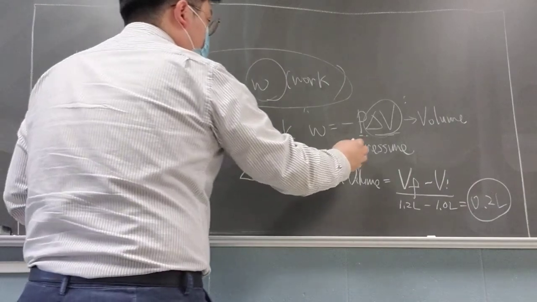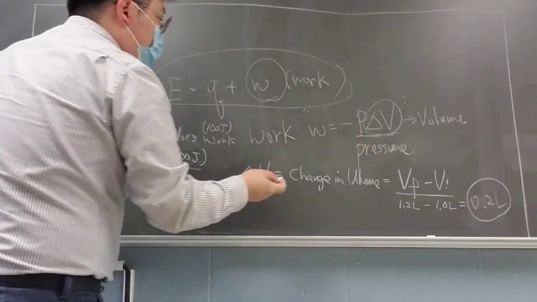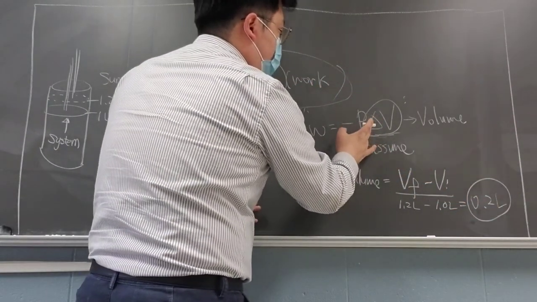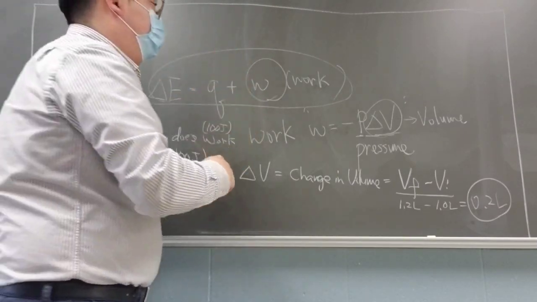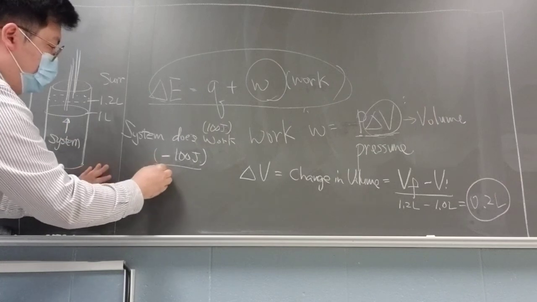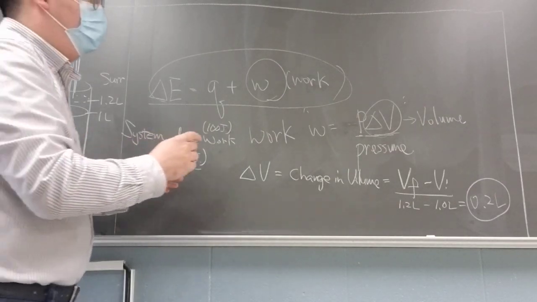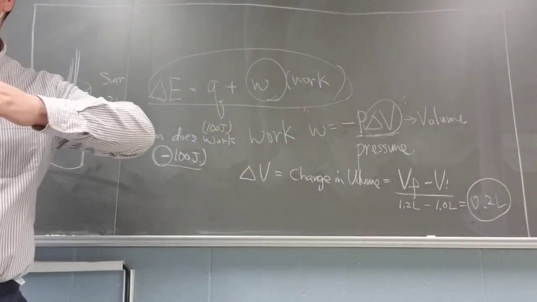So if that change in volume is multiplied by pressure, it will be the work. But if you do this here, this positive number times the positive pressure will make a positive number. But it has to be negative. So we put the negative sign.